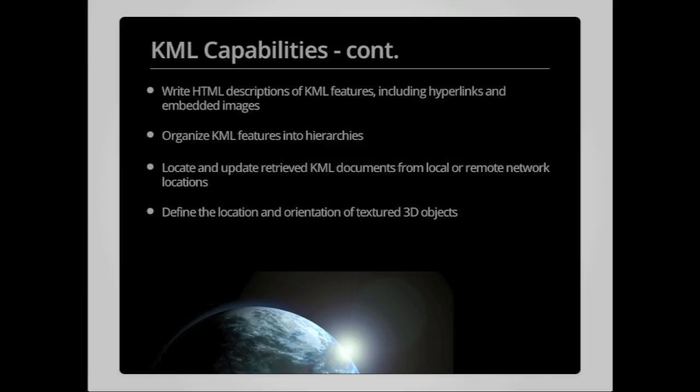And finally, within KML, you can actually define the location and orientation of three-dimensional objects within the KML coordinate system. So it's a three-dimensional coordinate system that you can define three-dimensional objects and their representation within.